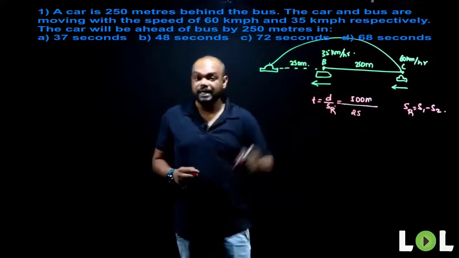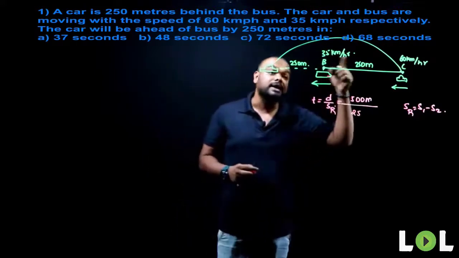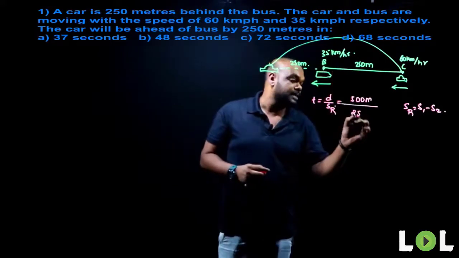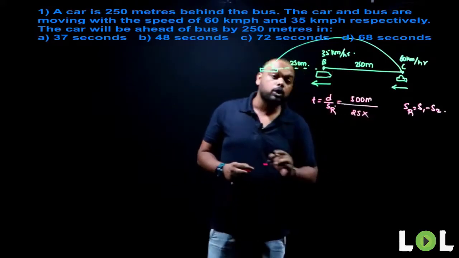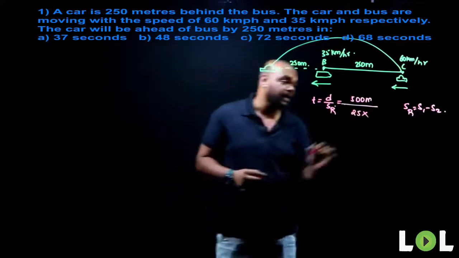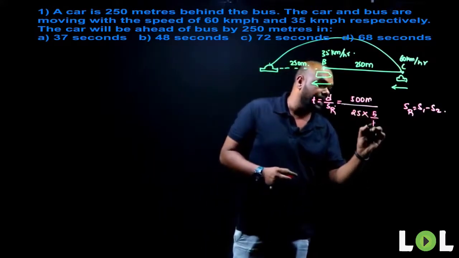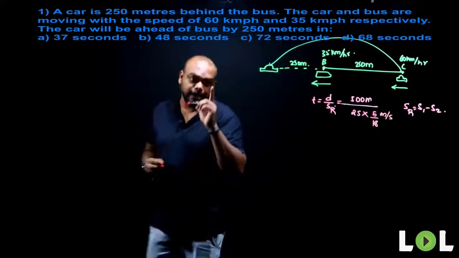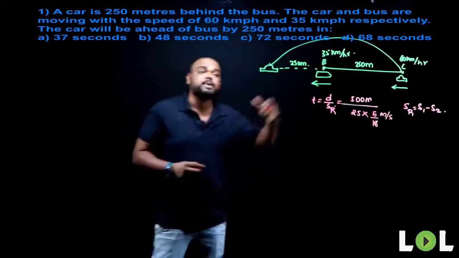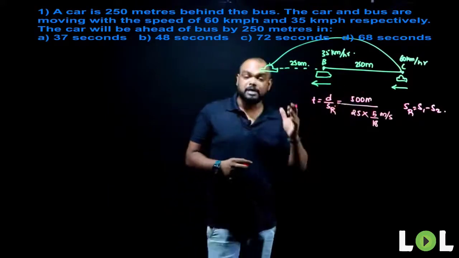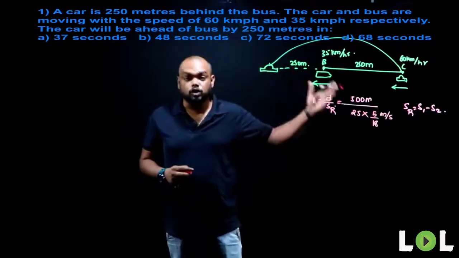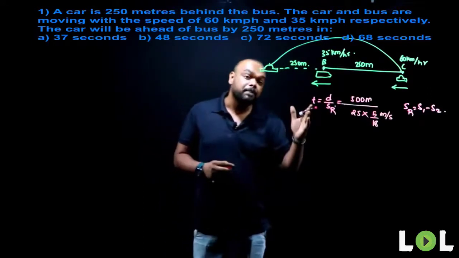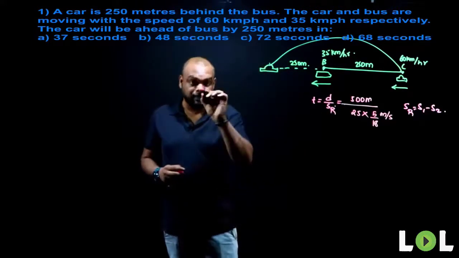But here the distance is in meters. So we have to convert kilometer per hour to meter per second. That is 25 into, how do we convert kilometer per hour to meter per second? By multiplying with 5 by 18. In the first class, I clearly told you how to convert speed from kilometer per hour to meter per second and meter per second to kilometer per hour. To convert from kilometer per hour to meter per second, multiply with 5 by 18. To convert from meter per second to kilometer per hour, multiply with 18 by 5.